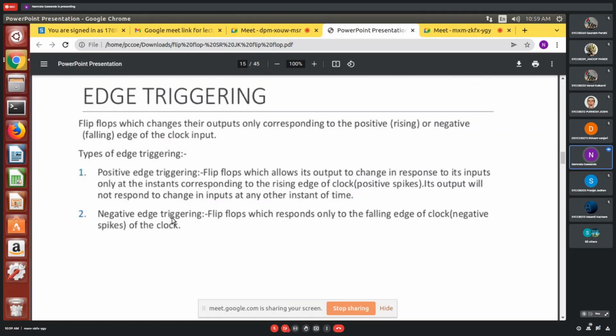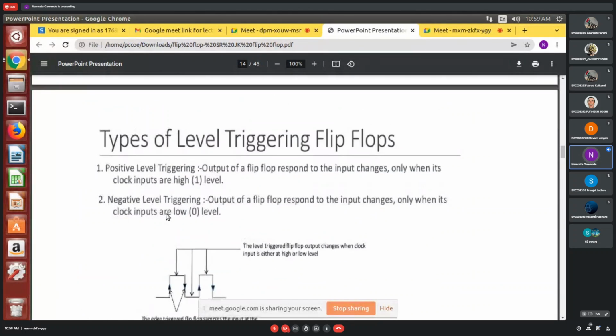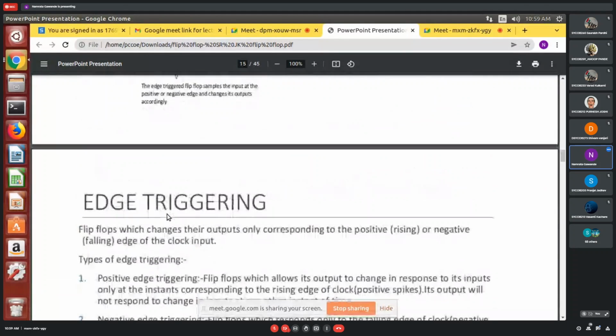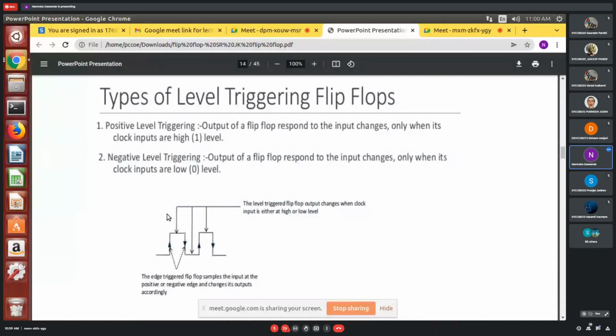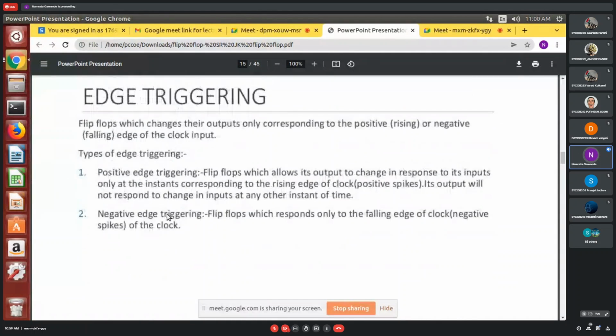Actually, how is this edge triggering used? This will be required later in the part on counters also, but you should know it: what is level triggering and what is edge triggering? Generally, level triggering is used in latches, and generally the edge triggering concept is used in flip-flops.